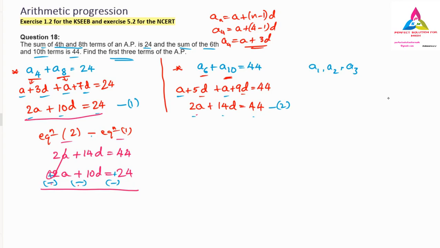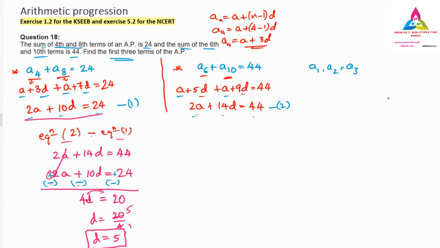14d minus 10d. In 14 if you minus 10 it is nothing but 4d, which equals 44 minus 24. In 44 if you subtract 24 you are going to get 20. So 4d is equal to 20. I will write down as it is. This 4 I have to shift on this side. If I shift this 4 on this side, what will happen? Divide by 4. So 4 ones are 4, 4 fives are 20. So d value is nothing but what? 5.